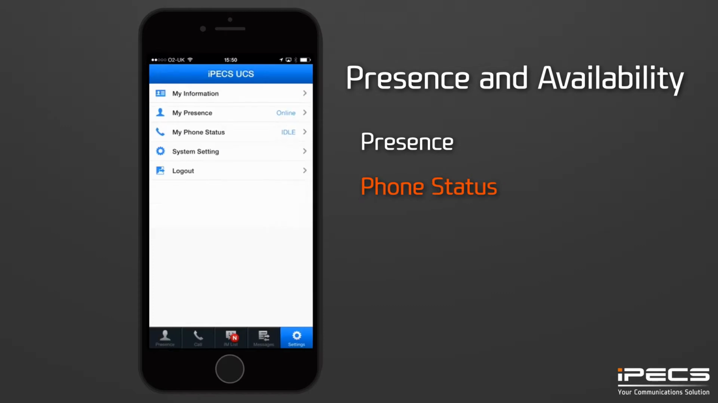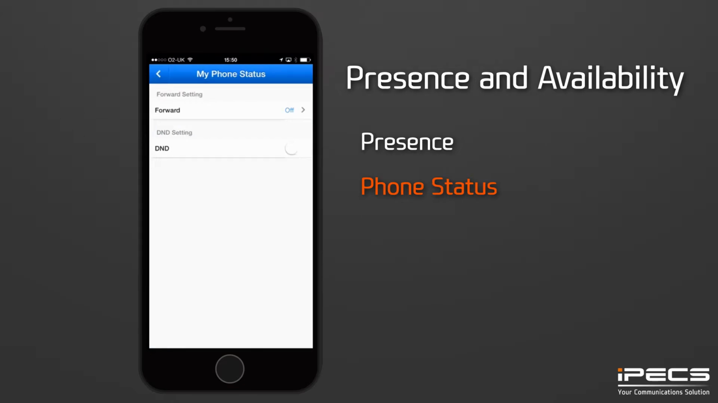In the Settings menu, select the My Phone Status option to set your phone to Do Not Disturb mode or to set up call forwarding. Do Not Disturb mode will prevent your iPECs UCS client from receiving calls when you are busy, and callers will receive a busy tone or be redirected to voicemail if set up.